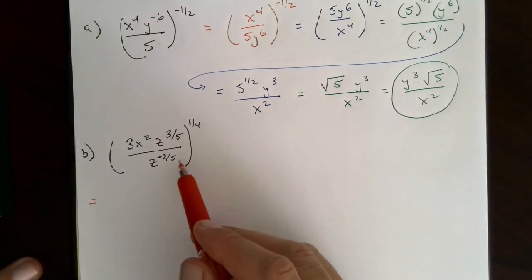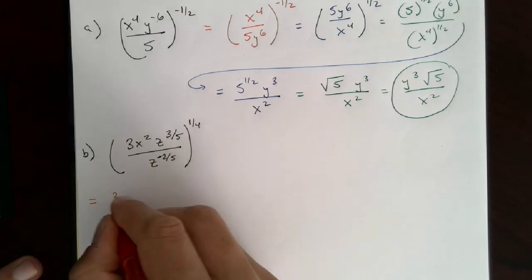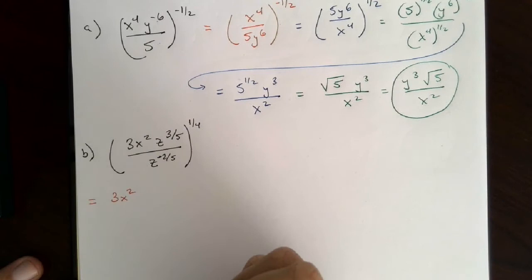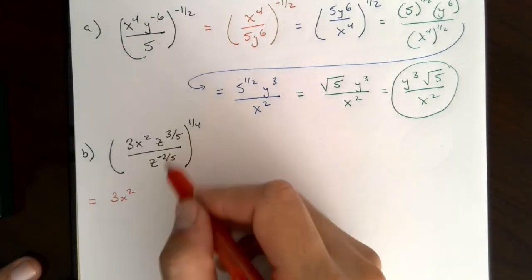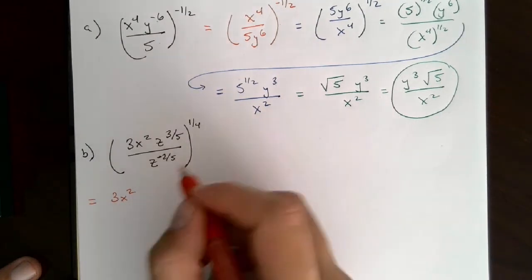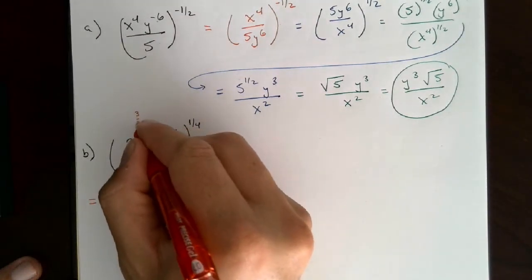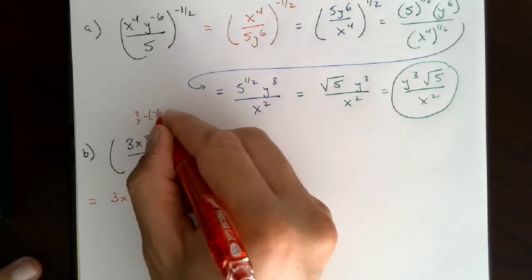Simplifying the inside here, 3 is in the numerator, it doesn't have anything to divide with, so it'll stay 3 in the numerator. X squared, again, doesn't have anything to divide with, it's in the numerator, it'll stay there. Z to the 3/5 divided by z to the negative 2/5. Remember, when you're dividing things with the same base, you subtract their exponents. So the exponents here would be 3/5 minus, and then you're subtracting a negative 2/5.